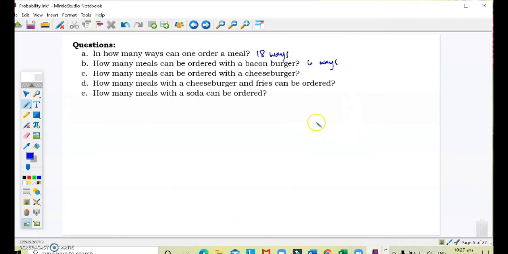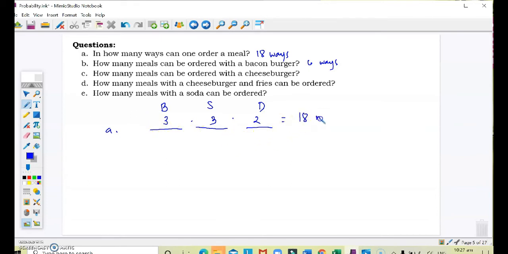The thing is, we cannot always look into the table or the tree diagram. What if the choices will be of bigger number? It will be difficult for us to use the tree diagram. That's why we can use the principles of counting here. We have a choice of burger, a choice of side dish, and a choice of drink. So in letter A, we know that we have 3 choices for the burgers, 3 choices for the side dishes, and 2 choices for the drink. Definitely 3 times 3 times 2, we can have 18 meals. So there are a total of 18 meals to choose from. That's why the answer in letter A is 18.